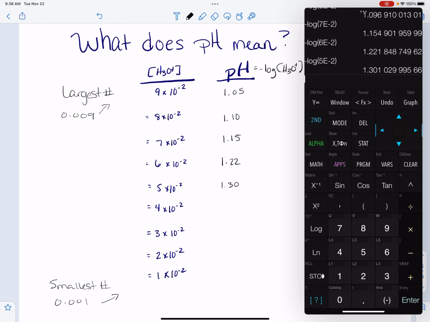I'm hoping you're starting to see something going on here. Change it to a 4. 1.39, so that's actually 1.40. Change it to a 3. 1.52. Change it to a 2. 1.70, and then I'm going to change it to a 1.